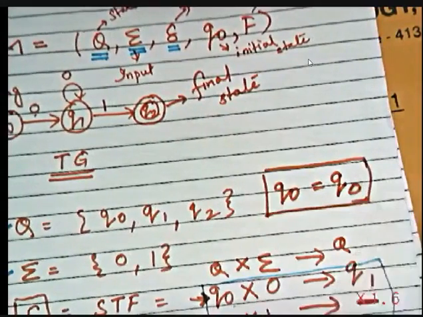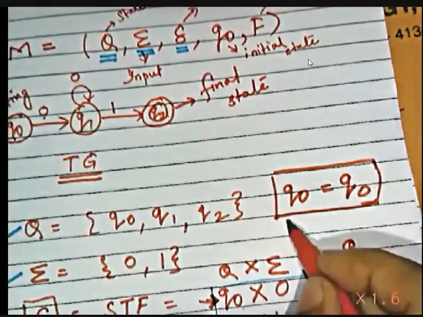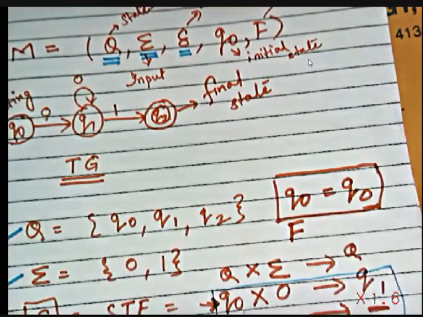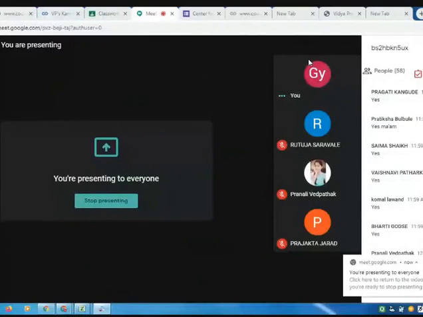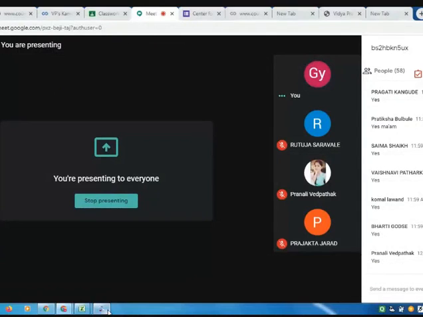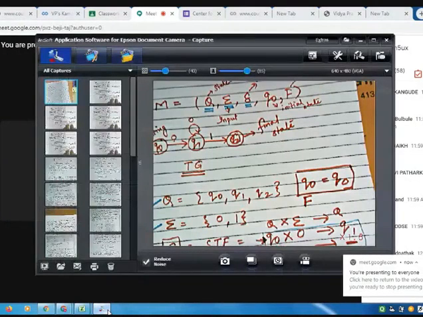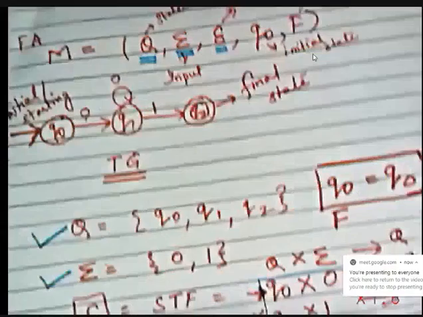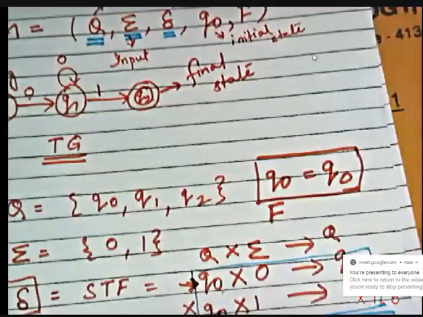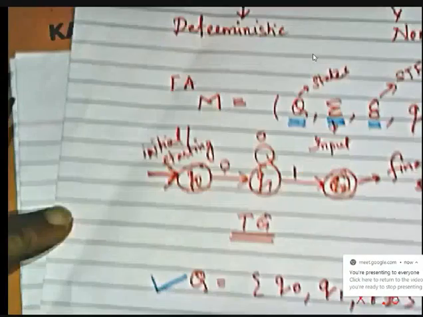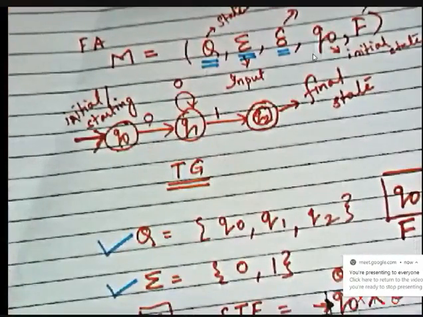And what about my final state? My final state is... Are you able to hear me? Okay. So, what is my initial state? Q0. And what about my F? My F for the current finite automata is equal to Q2.